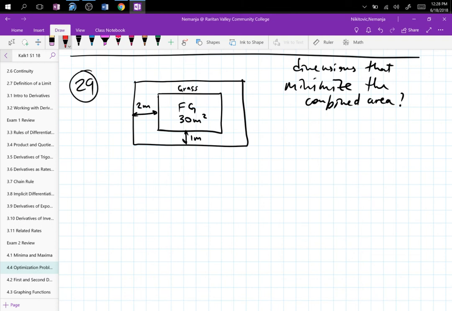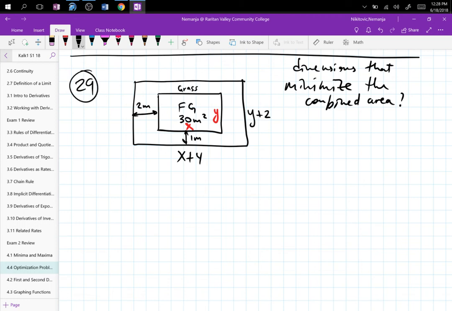Let's label things first. I'm labeling the inner side x and the inner side y. And if I label inner side x and y, then what are the measures of the outside sides? x plus 4, very good, and y plus 2, nice. As soon as you put x and y on the inside, you're adding 2 meters on each side to this x. So 2 plus x plus 2 is x plus 4. And then for y, it's y plus 1, so y plus 2 for the outside.